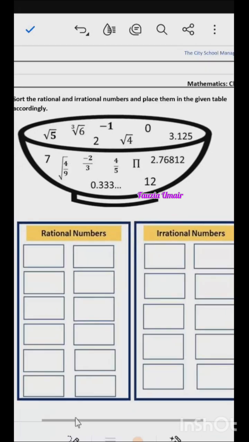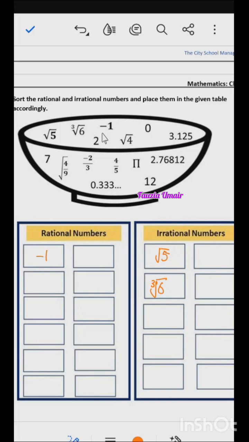Square root of 5 is irrational, so it will come here. Next is cube root of 6. I want your hand raised. Hashim, what is cube root of 6? It is irrational. Okay. Then is minus 1, the third. Rational. It's a rational number.